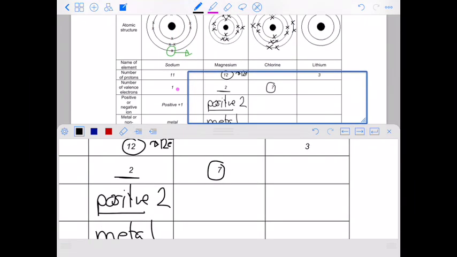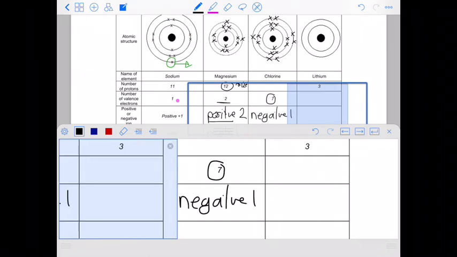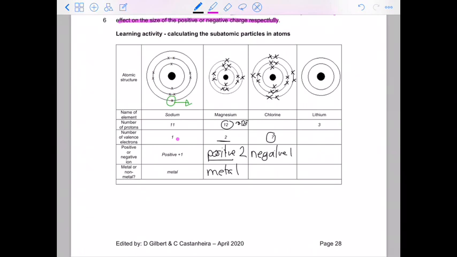So it will try to gain 1 electron because it wants 8 in that outer shell in order to be full. It has 7, so it will gain 1, so it'll be -1. So we know it's a non-metal because it forms a negative ion.